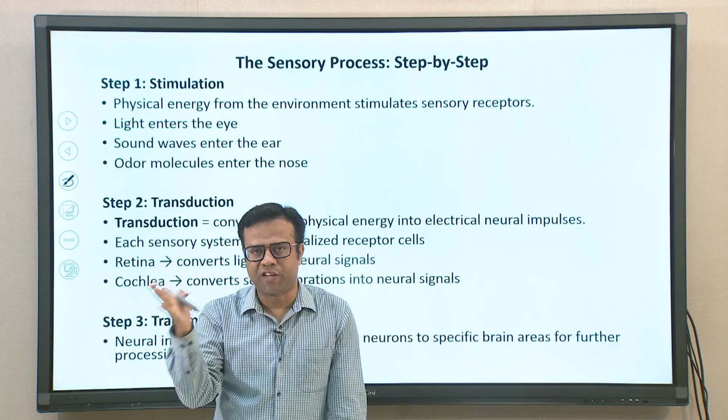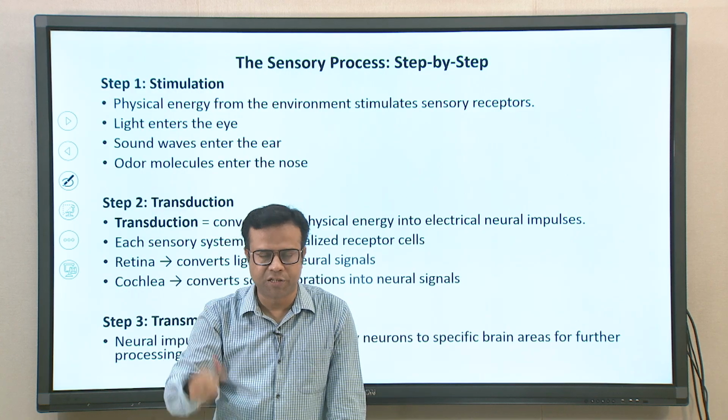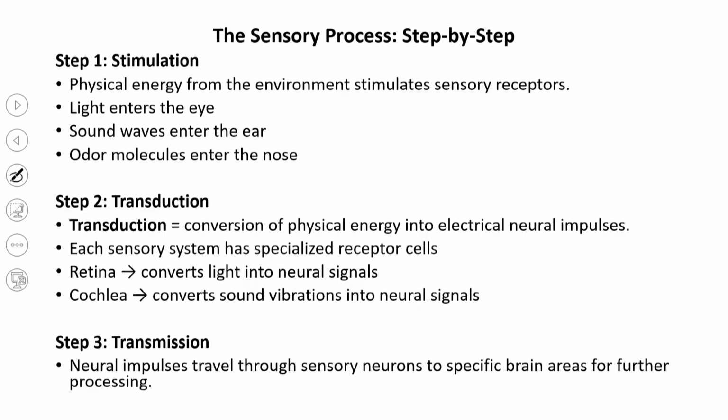Now, how does this process of sensation happen? What are the steps involved in it? Typically, there are 3 steps involved. The first step is called stimulation. What happens here? Physical energy from the environment stimulates sensory receptors. For example, light comes in and stimulates the sensory receptors in our eyes.